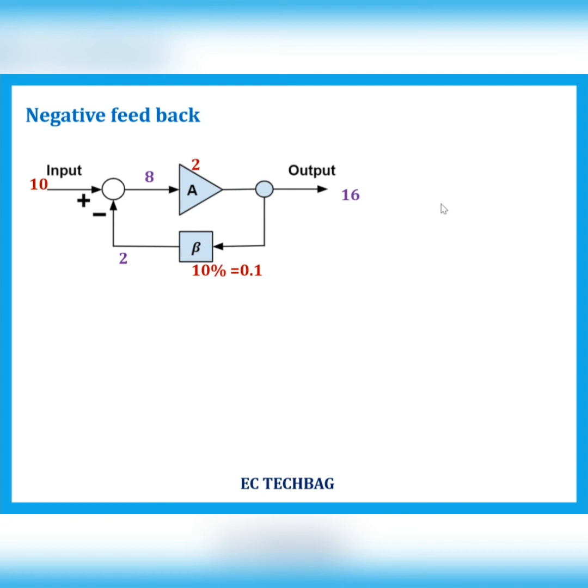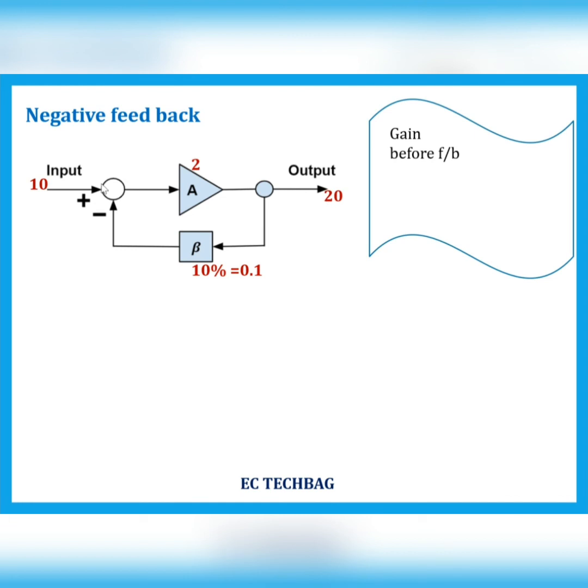So next, let us check the gain. Before feedback, the output is 20, input is 10, so the gain is 2. After feedback, output is 16, input is 10, so 1.6. So in negative feedback, the gain decreases. So in negative feedback, the output decreases, so it is called degenerative feedback. Normally, it stabilizes the output. That is, it maintains the output within the desired level. It is used in amplifier circuits.